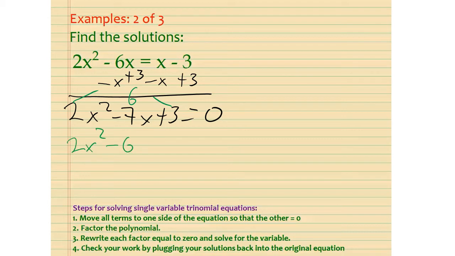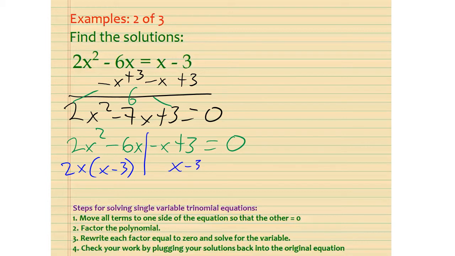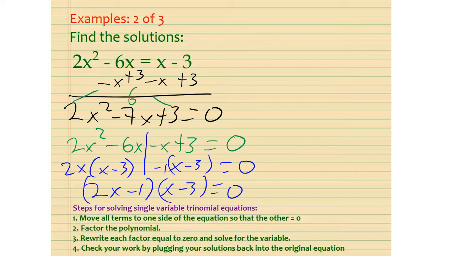So I write 2x squared minus 6x minus x plus 3. You know how to do all this already. Bring down the equal 0. Cut it in half. What's the GCF on the left side? 2x, factor out 2x, I get x minus 3. I know I want x minus 3 on this side, so I'm factoring out negative 1. Bring down my equal 0. So I get 2x minus 1 and x minus 3. Okay, all of that you should know how to do.